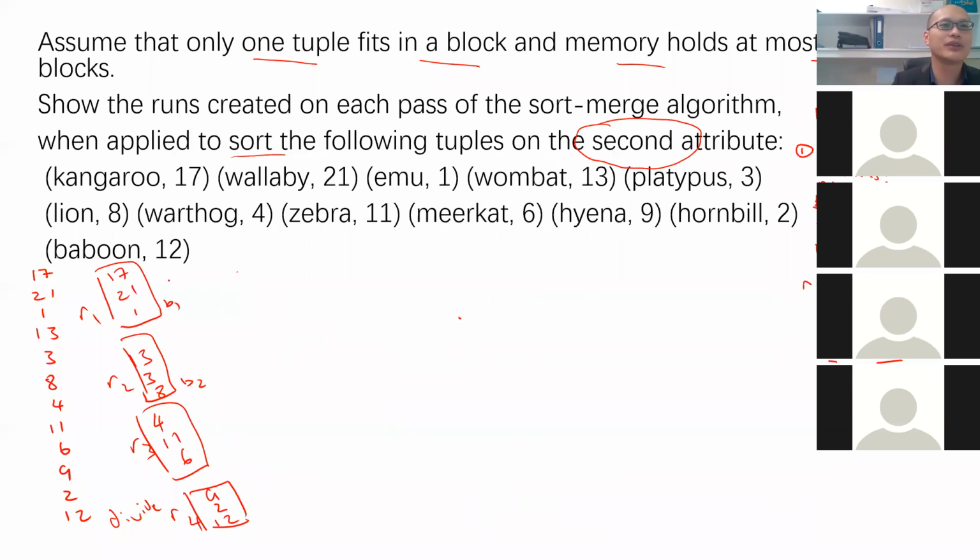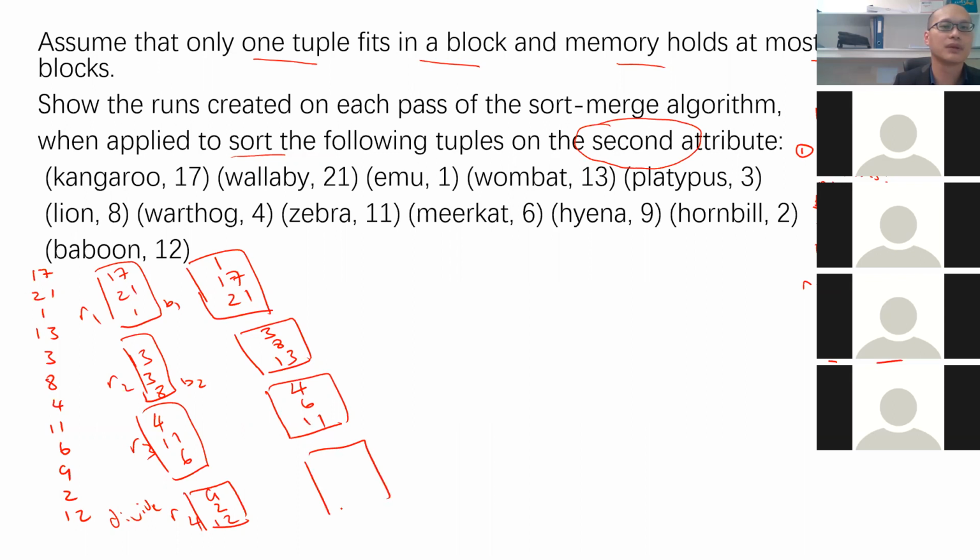So we notice that this is unsorted. So in my run, I need to sort them first. So it'll be 1, 17, and 21. Then 3, 8, and 13, 4, 6, 11, 2, 9, and 12. So in my runs, they need to be sorted. The first thing I'll do is assign this to B1, B2, and then I'll have a B3.